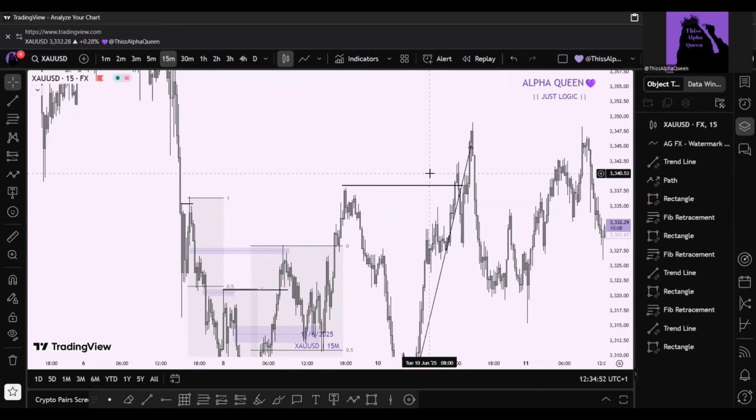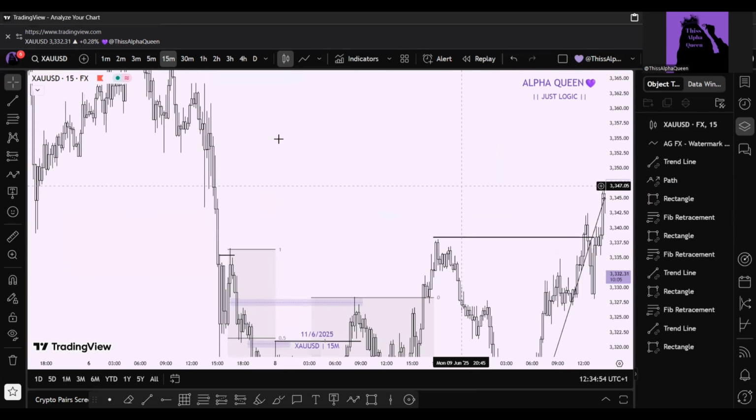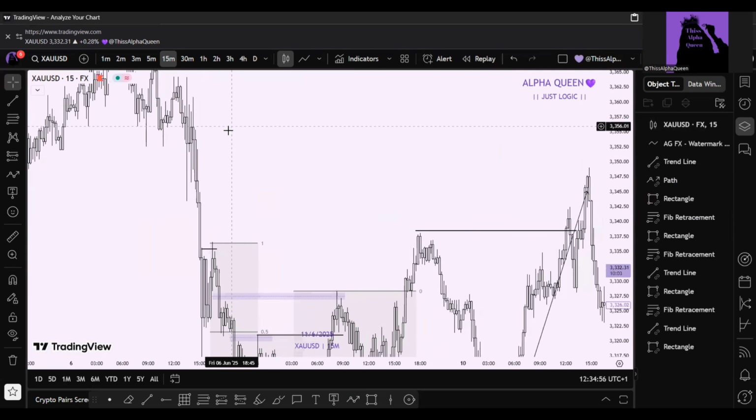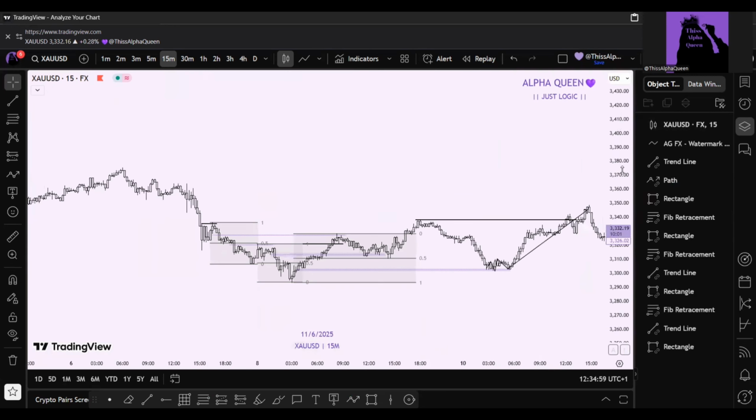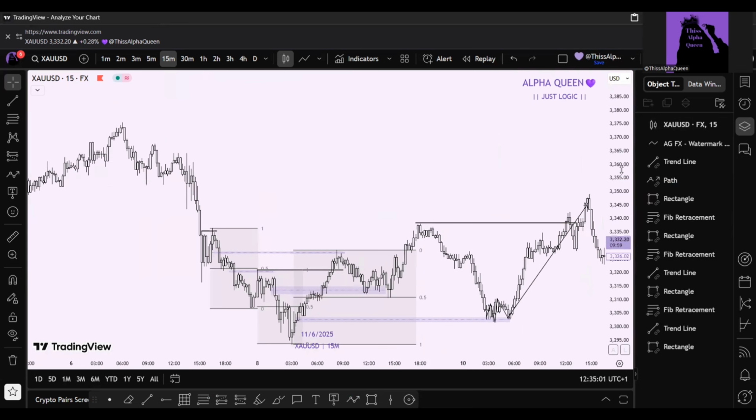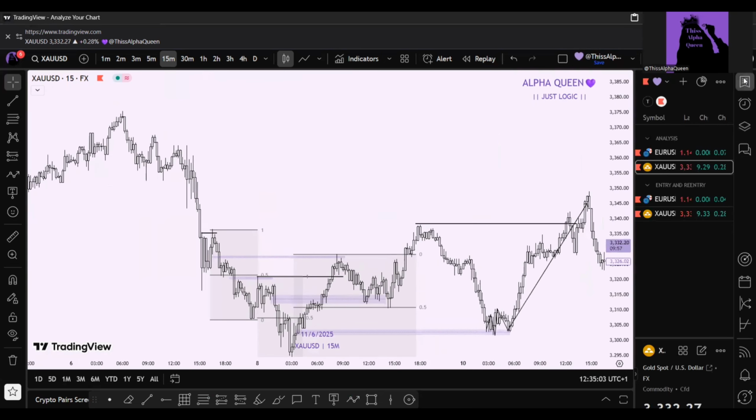Because price moves from external to external. Now, if I see an entry here for me to take, which, yeah, I think there is an entry. Let's check.